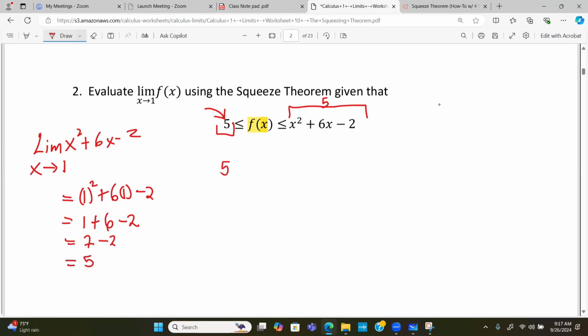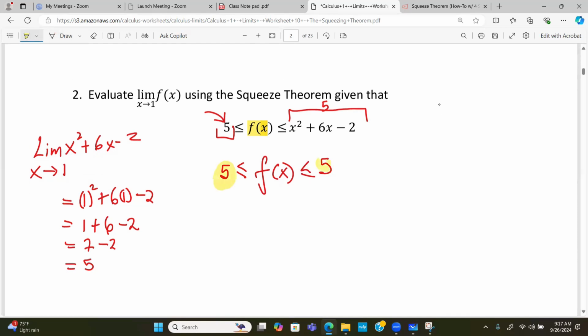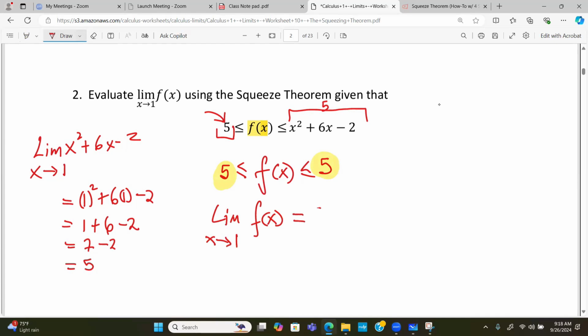What I really have is that 5 is less than or equal to f of x, which is less than or equal to, when we evaluate it, we got 5. So because the values I have on both ends are the same number, we can conclude for the f function that the limit of f of x as x tends towards 1 is equal to 5. And this is based on the squeeze theorem. We can now conclude that.